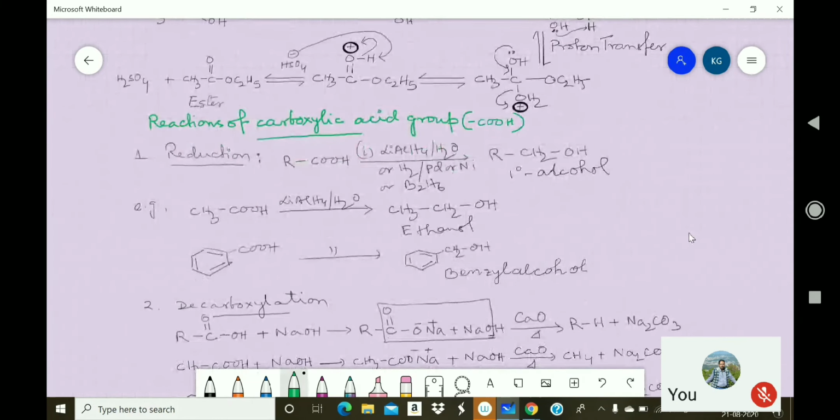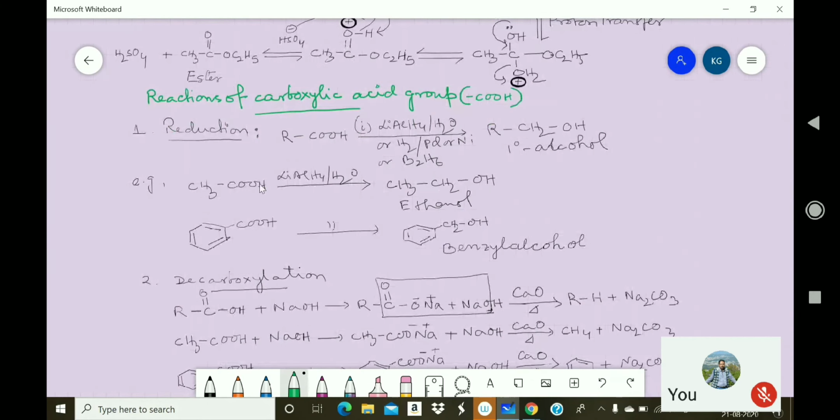Now let us find the reactions of the carboxylic acid group, where the corresponding reaction is taking place due to this COOH group. First of all, it can be a reduction reaction. Using lithium aluminum hydride, catalytic hydrogenation, or B2H6, we can reduce carboxylic acid to alcohol. Clear? Now, as an example, ethanoic acid can be reduced to ethanol. Benzoic acid can be reduced to benzyl alcohol.